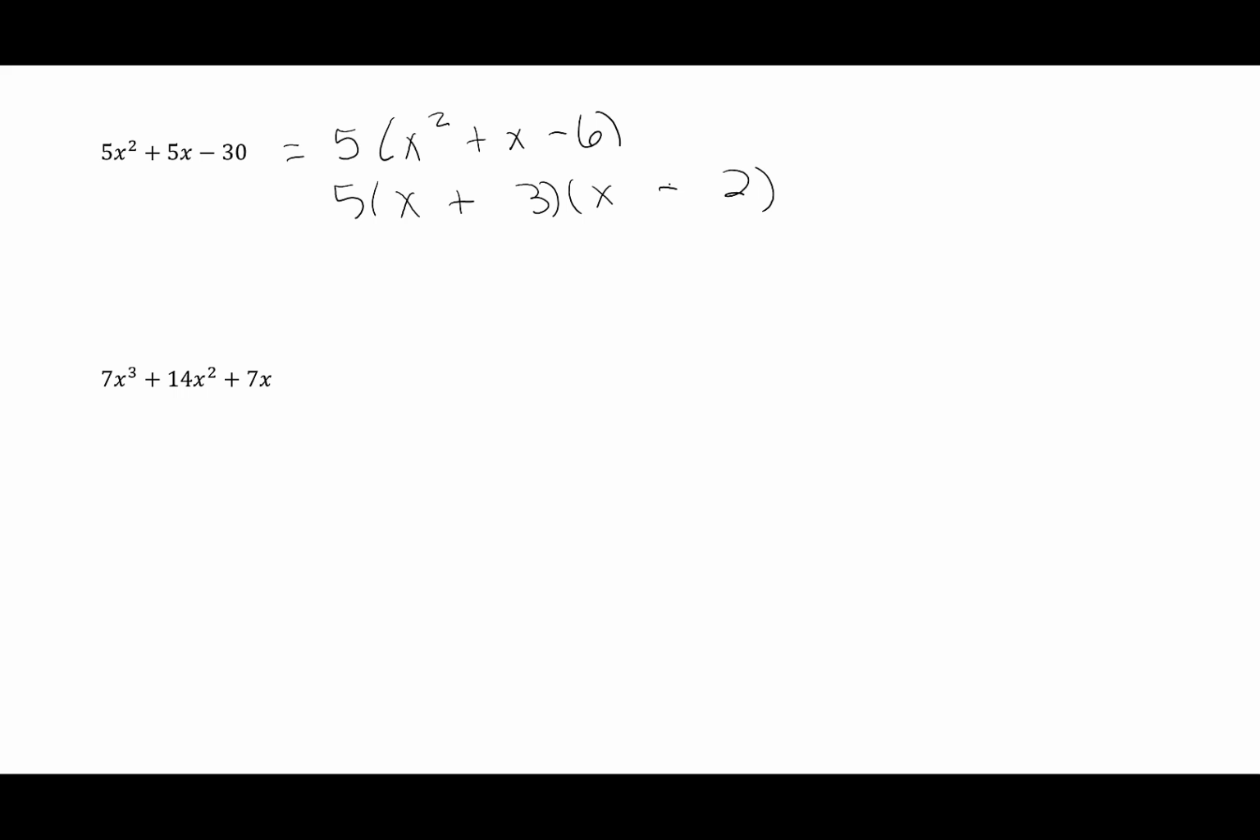The next one says 7x cubed plus 14x squared plus 7x. Now they all have a 7, so let's take the 7 out, but they also are all divisible by x. So I'm going to end up with x squared plus 2x plus 1. Now you're looking at 1 and you're thinking, what am I going to do with that? Well, we have factors. 1 times 1 is 1, and write this as 7x times x plus 1 times x plus 1.